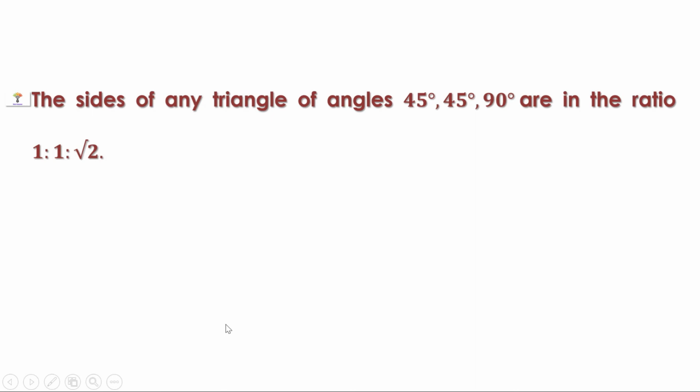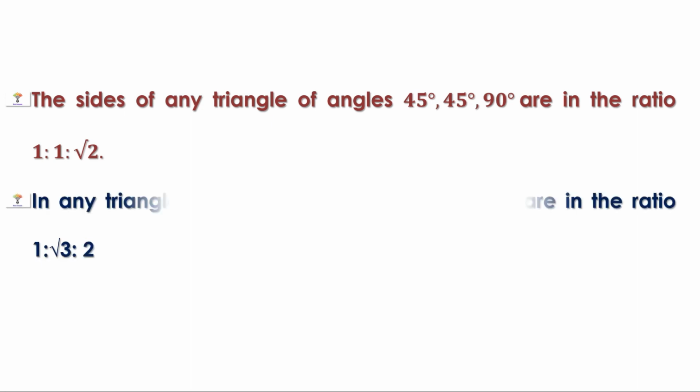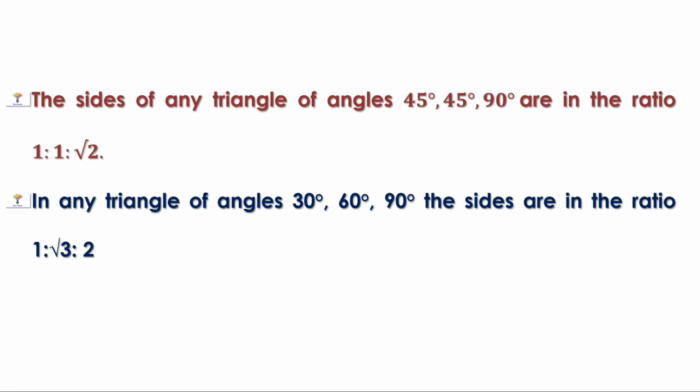Now let us recall what we have learned today. The sides of any triangle of angles 45 degree, 45 degree, 90 degree are in the ratio 1 is to 1 is to root 2. In any triangle of angles 30 degree, 60 degree, 90 degree, the sides are in the ratio 1 is to root 3 is to 2.